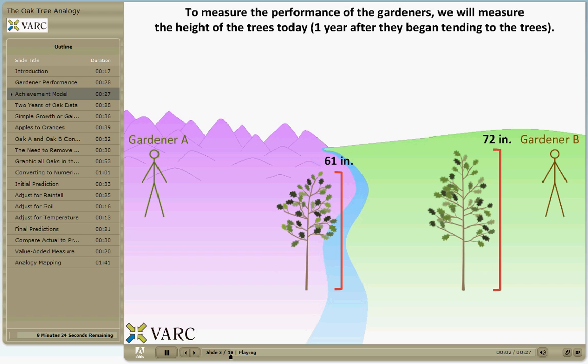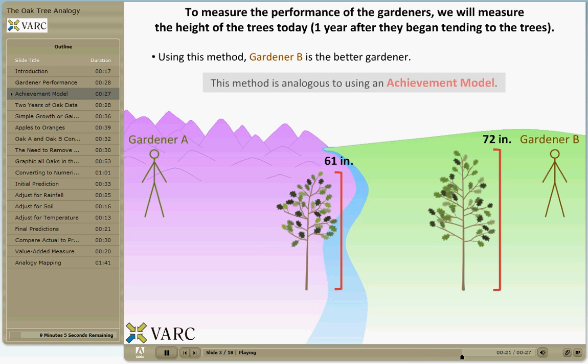To measure the performance of the gardeners, we will measure the height of the trees today, 1 year after they began tending to the trees. With a height of 61 inches for oak tree A and 72 inches for oak tree B, we find gardener B to be the better gardener. This method is analogous to using an achievement model to evaluate performance.